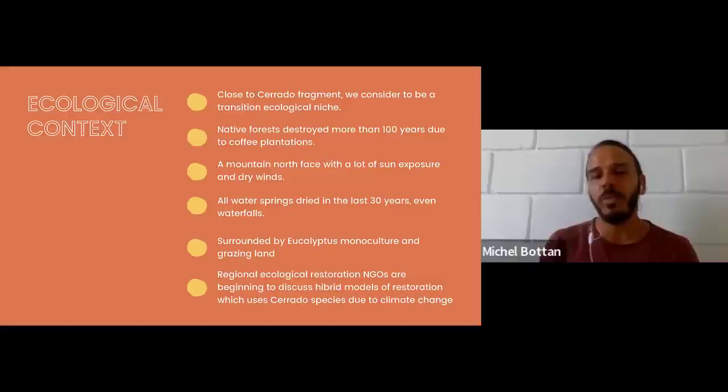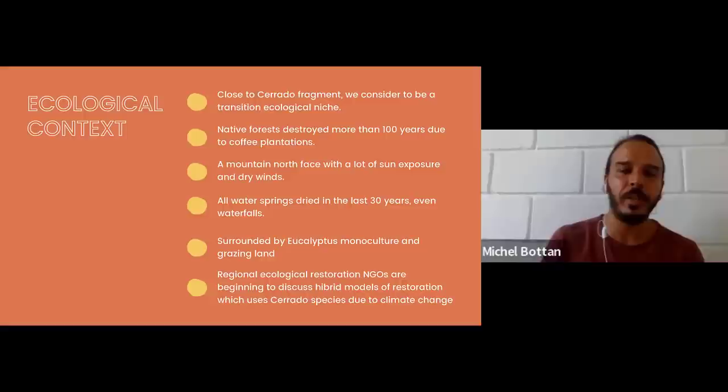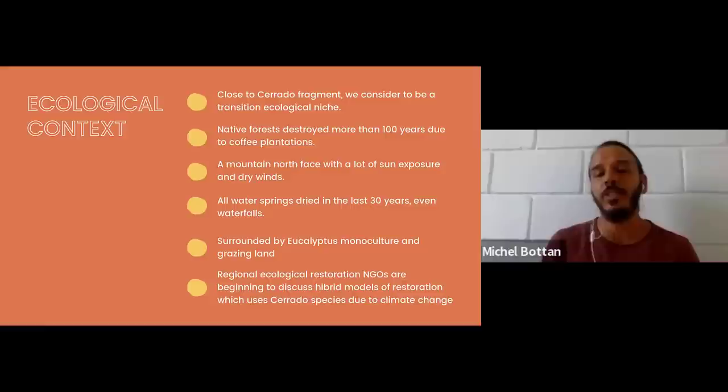And there is a discussion happening with the ecological restoration NGOs about using hybrid models in restoration that combine Atlantic Forest and Cerrado. Because if you restore just with Atlantic Forest now, maybe that won't have resilience for a changing environment with less humidity. So next, please.